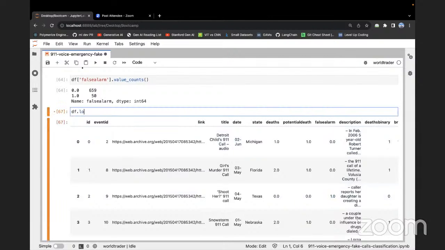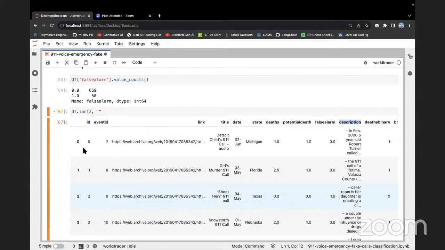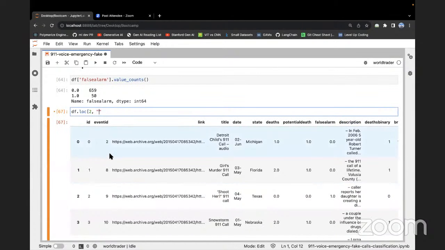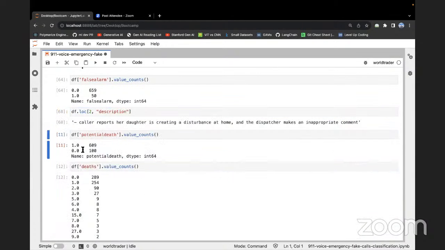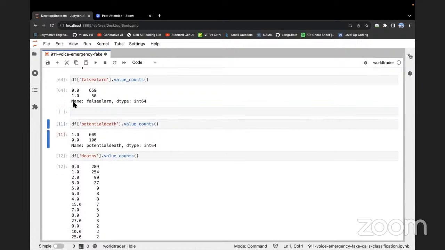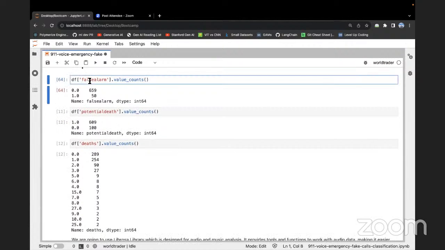Let's check this one out. df.loc[2]. And I would like to look at the description of the second row, right? This is called a false alarm. Let's see what it is. Caller reports her daughter is creating a disturbance at home, and the dispatcher makes an inappropriate comment, right? So this obviously is a false alarm. If your daughter is creating disturbance at home, that doesn't mean that 911 is going to give you priority of service, right? This is not an emergency situation. So I hope everyone understood false alarm.